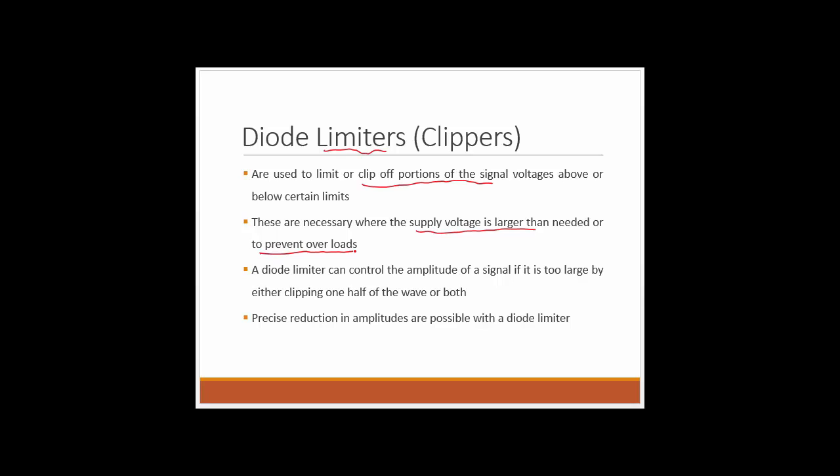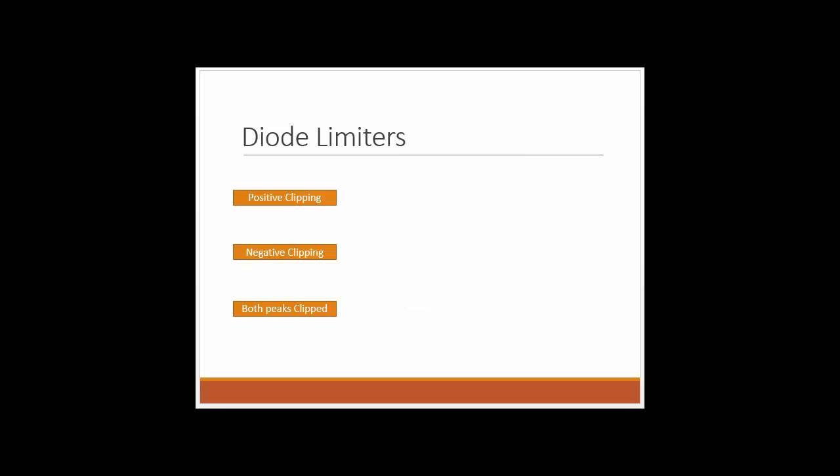A diode limiter can be used along with a DC power supply, which can control the amplitude of the signal if it is too large by either clipping one half of the wave or both halves of the wave. So the advantage of the diode clipper is the precise reduction in the amplitude. So there are various types of clippings possible.